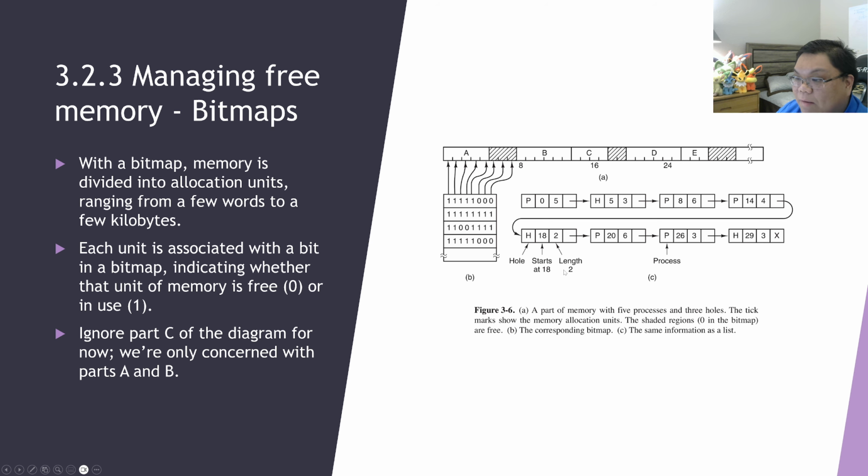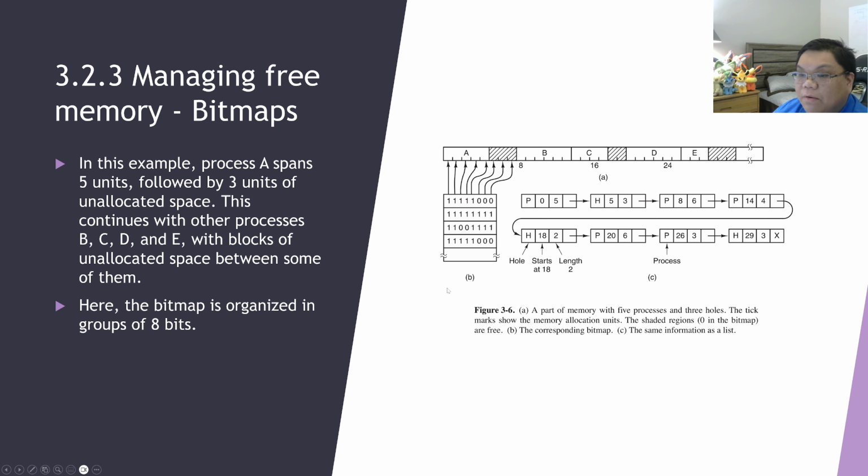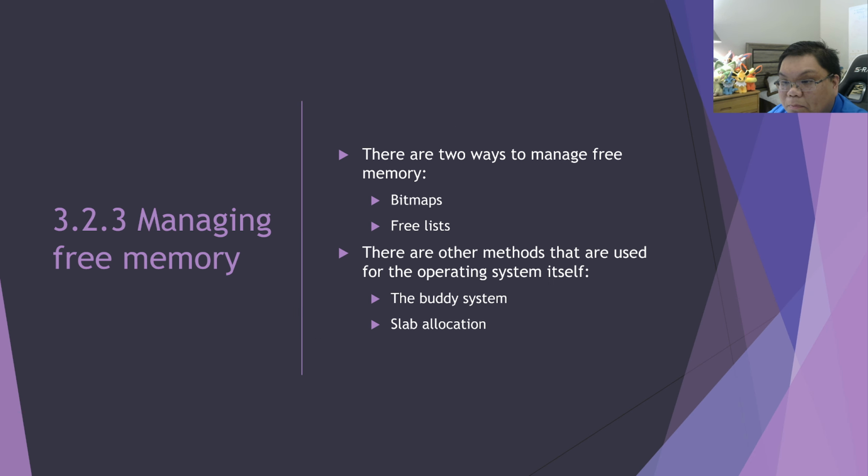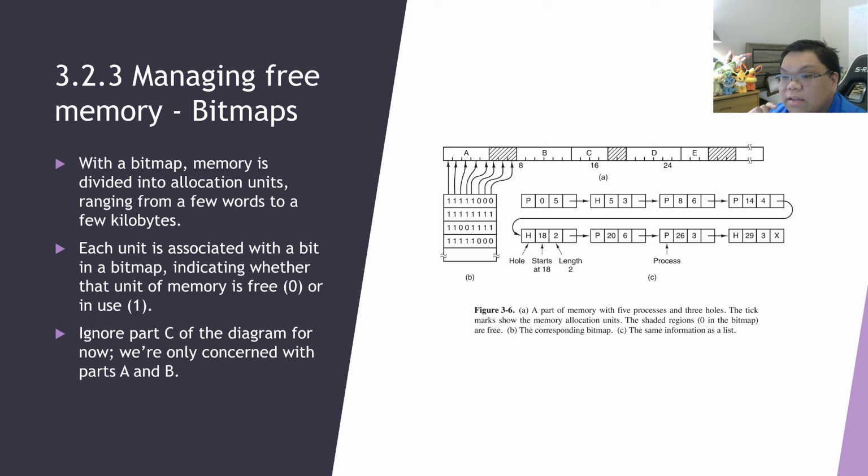So the key thing about a bitmap is we are organizing our bitmap into groups of 8 bits. So every 8 bits represents a block of 8 units, whether those units are allocated or unallocated. The key thing about this scheme here is how big we make our memory units. So when we divide memory into these allocation units, there's a decision for how big we make these units. And it's pretty simple if you think about it.